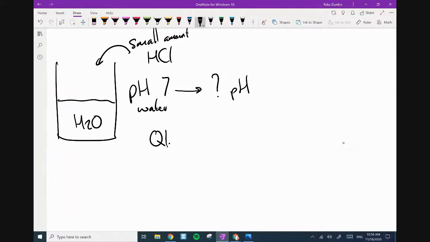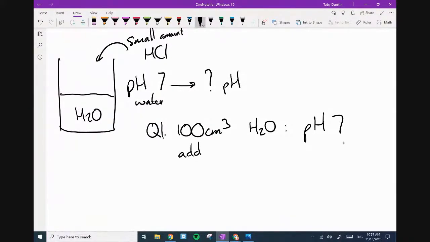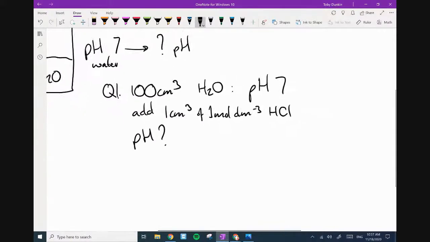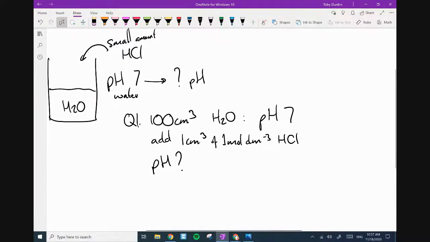So step number 1, I've got 100 centimeters cubed of water, H2O. We know that it has a starting pH, assuming STP, of pH 7. What we're going to do is add 1 centimeter cubed of 1 mole per dm cubed HCl. And we're going to run the calc. It's always nice to do so. I'd like you all now to pause the video and calculate the new pH, please.